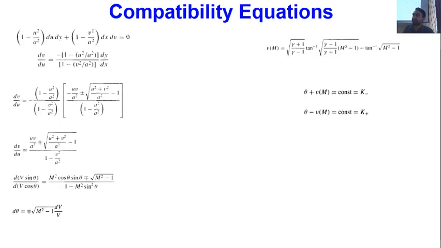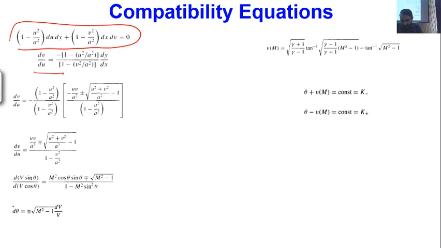Okay. Now the compatibility equation. What I told you is that, in order to get the indeterminate value, ultimately the numerator also has to be equal to 0. So if I equate the numerator to 0, I will get this formulation. From here I can calculate dv by du, and finally this becomes d theta equal to plus minus square root of m square minus 1 into dv by v.